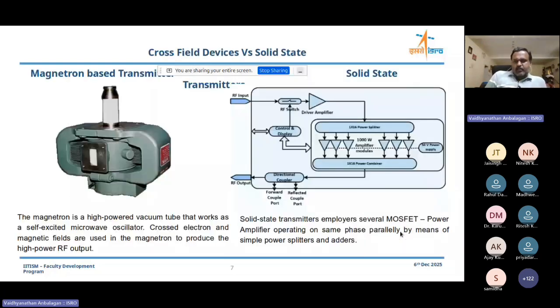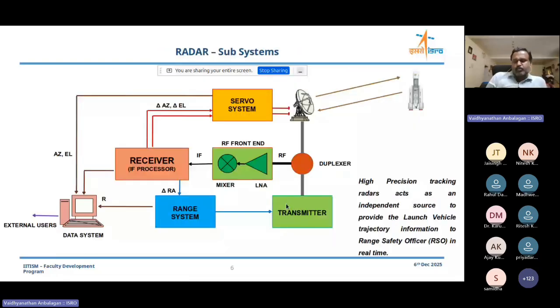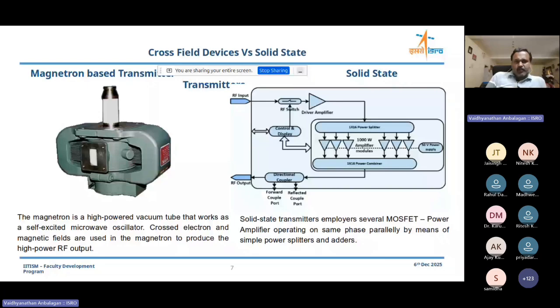And as I said, for all these things to happen, the main thing is the transmitter, which generates the huge required RF power. For example, a radar at this level has to generate a power of 1 megawatt for a small duration of 1 microsecond. So such a huge power transmitter is required. What we use are cross field devices like the magnetron, which generates a huge power. So this was the conventional magnetron.